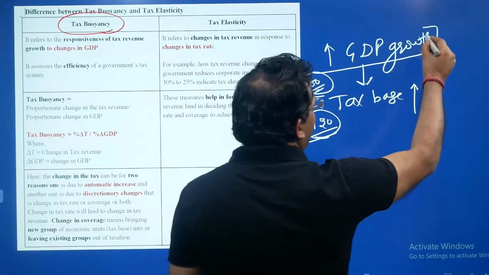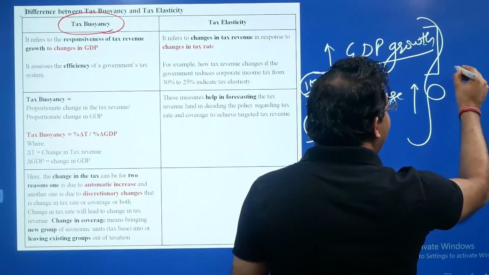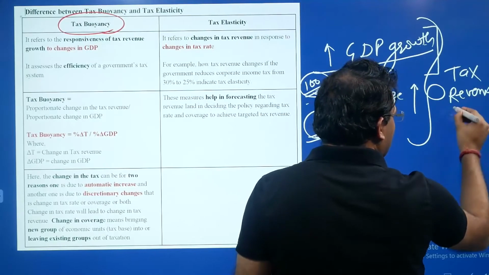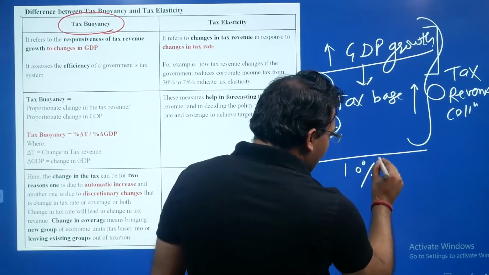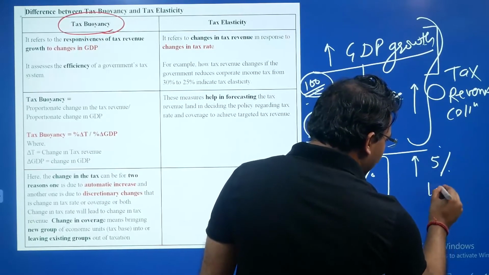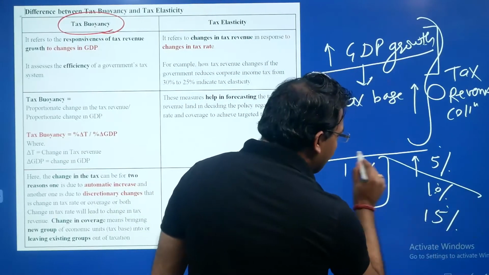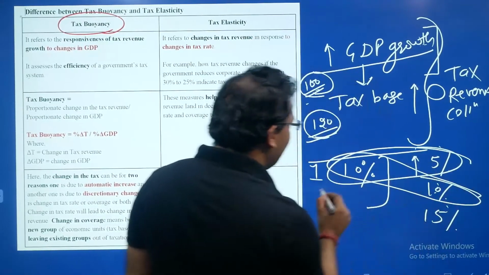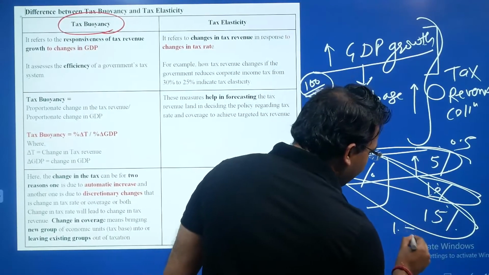Now, with increase in the GDP growth rate, what is the impact on the tax revenue collection? So, if GDP is growing by 10%, whether tax revenue is increasing by 5% or 10% or 15%. If it is increasing by 10%, that means that there is a tax buoyancy of 1. If it is increasing by 5%, that means tax buoyancy is 0.5. If it is increasing by 15%, then this is 1.5.